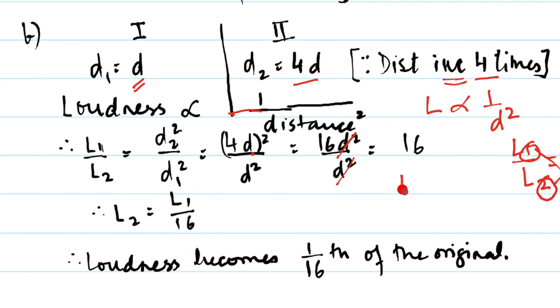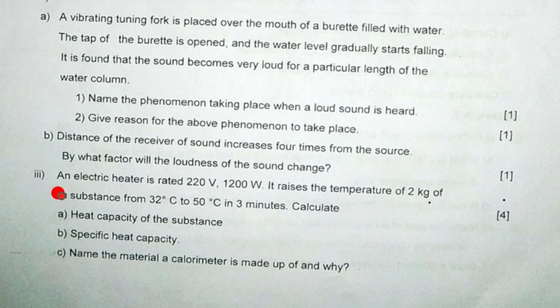How did we get that? L1 upon L2 is equal to 16. So L2 comes here and 16 goes there. Okay, so that's how we get L2 equal to L1 upon 16. So whatever loudness we had initially, the new loudness is 1/16th of that. So loudness becomes 1/16th of the original. And that is our answer. Okay, so that's how we get our full marks. Remember that. We come to the third one.